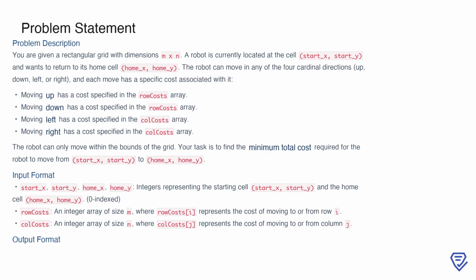Moving up or down incurs a cost defined in the row costs array, where each entry corresponds to the cost of moving into a particular row. Similarly, moving left or right incurs a cost defined in the column costs array, where each entry corresponds to the cost of moving into a particular column. The robot must stay within the boundaries of the grid, and our goal is to calculate the minimum total cost required for the robot to travel from its starting position to its home position.